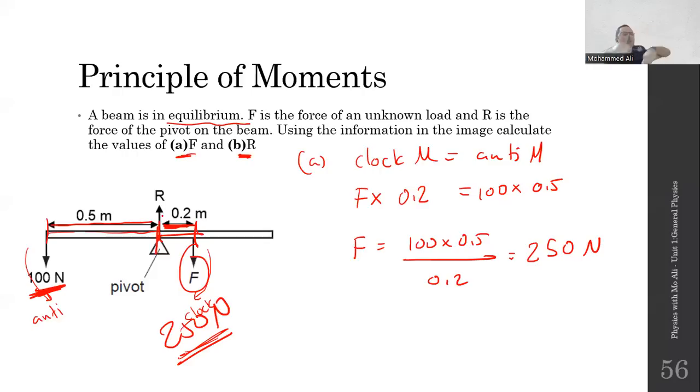Think of that when you open and close your door. The easiest part to open or close your door is the very edge or tip of your door. You can use your finger to push and pull the door. Why? Because you're very far away from the pivot, so your moment is very large thanks to the distance, not thanks to the force.